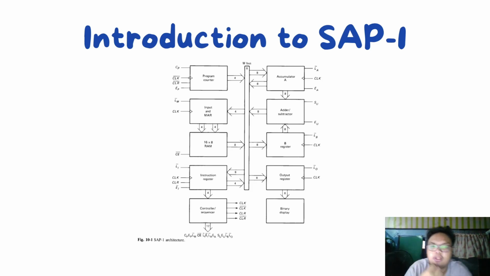Think of SAP-1 as a one-room house with all the essentials: a bed, a table, and a chair. It's simple but functional, and it helps us understand the basics of how computers work.